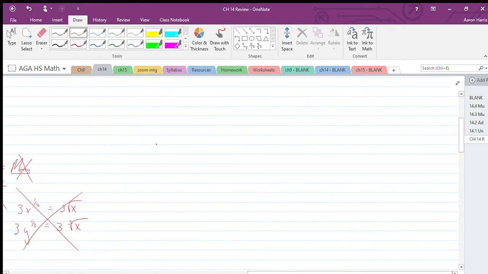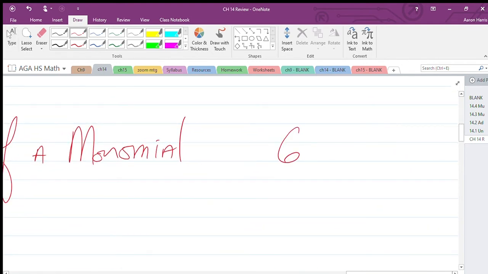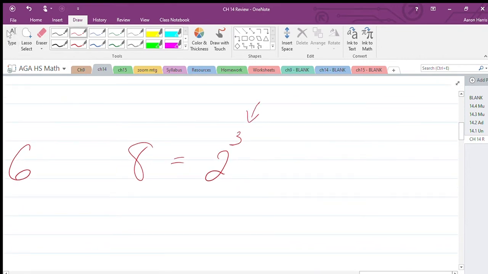What's the other thing you need to know? The degree of a monomial, okay? So remember, a monomial could just be a constant. So 6, there we go. That is a monomial. I also could have 8. How else can I write 8? 8 is 2 to the what? 3rd power. We do not count the power if it's just a constant, okay? Because we can do that. We know 2 to the 3rd power is really 8, and that's 8 to the 1st power, okay?